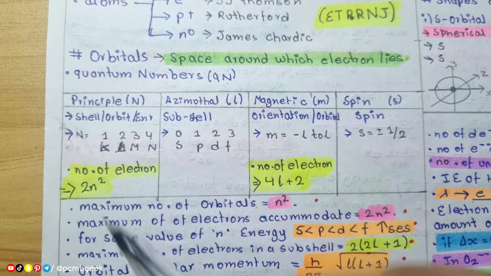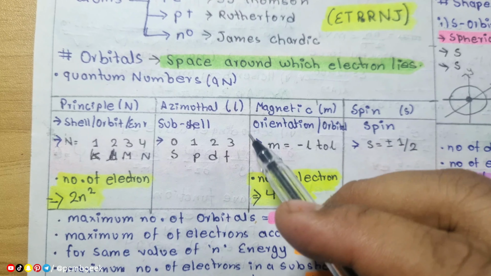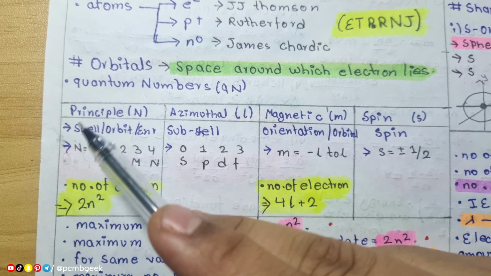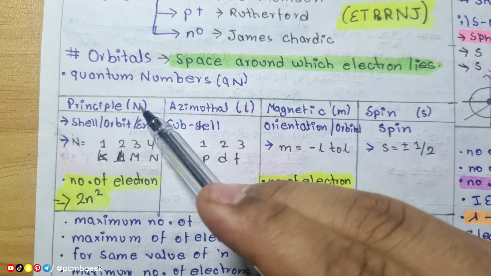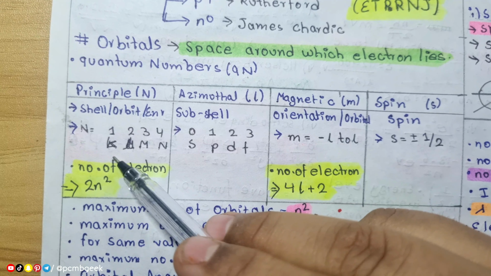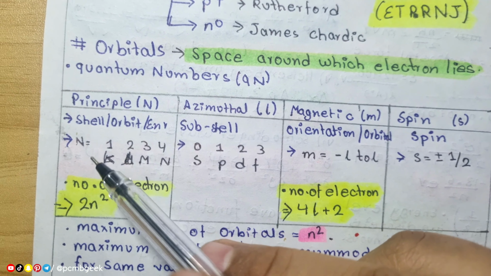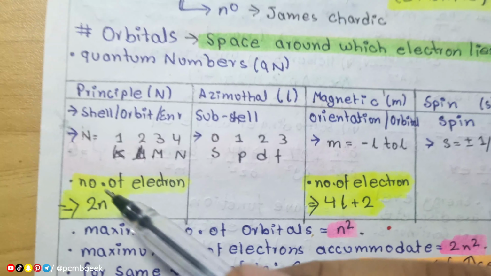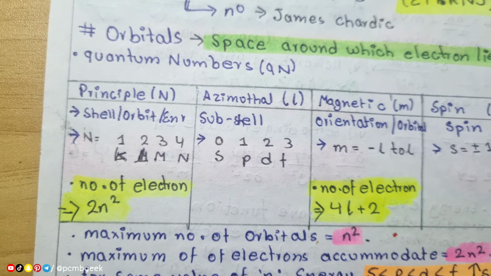The quantum numbers. There are four types of quantum numbers: principal quantum number, azimuthal quantum number, magnetic quantum number and spin quantum number. The principal quantum number gives the information about shell, orbit and energy, and it is denoted as n. For the K, L, M, N shells, the values of the principal quantum number are 1, 2, 3, 4. Now, the number of electrons in a shell is given as 2n square, where n is the principal quantum number.